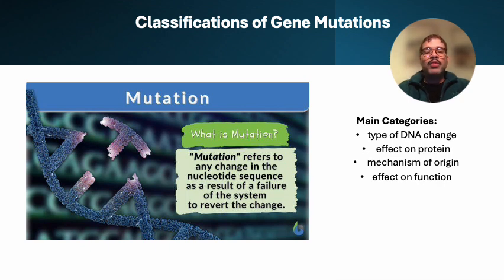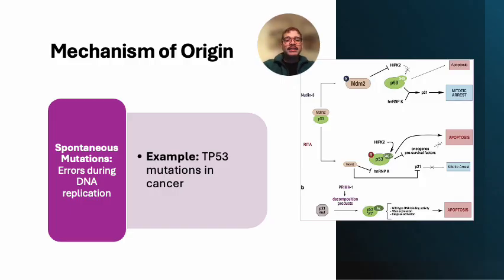Why are classifications important? Let's go back and think about mutations. Mutations refer to any change in the nucleotide sequence as a result of failure of the system to revert a change. The main categories are the type of DNA change, effects on protein, mechanism of origin, and effects on function. One of the classifications of gene mutations is spontaneous mutation, where an error during DNA replication occurs.